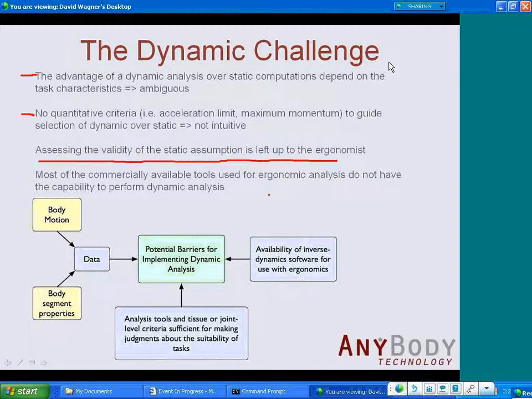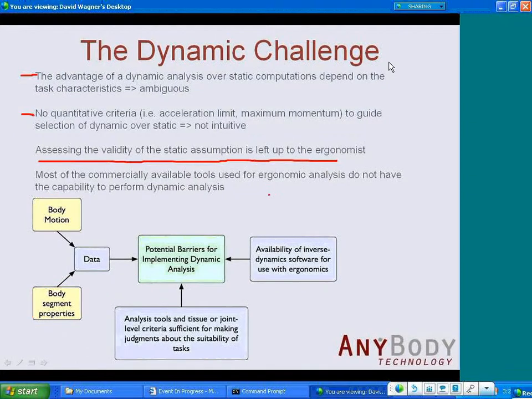I've included a simple flow diagram of what I think I'm going to need to make dynamic analysis happen and some potential barriers that might come up later on. That is body motion, very similar to what I may need for the quasi-static analysis that I may do normally. Body segment parameters may be a little bit more in-depth than what I'm used to, but I would still probably collect those if I'm going to analyze a single person doing a single task.